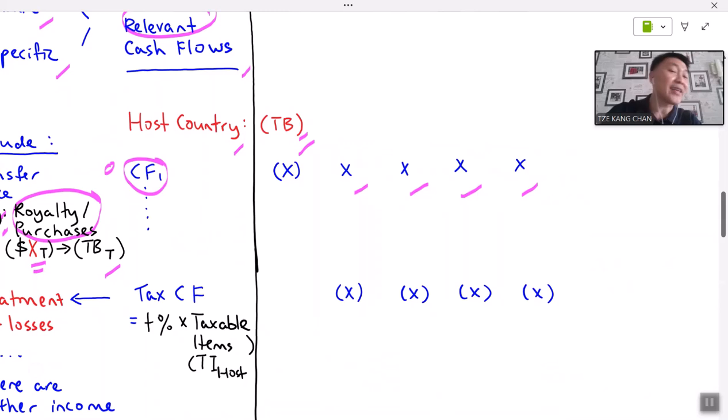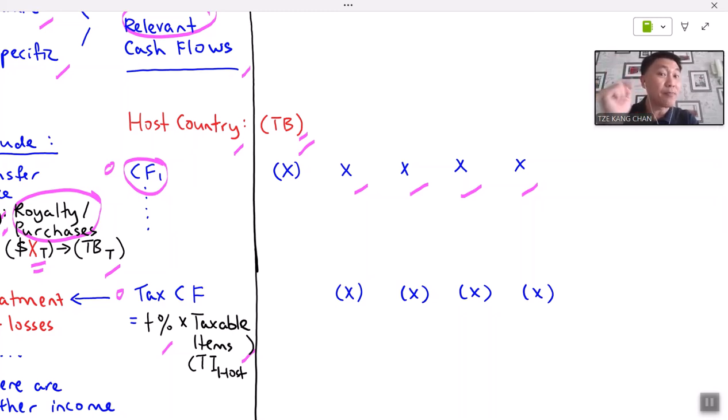Furthermore, other than the cash flow arising from the host country operation, let's not forget another cash flow item pertaining to tax payment to the tax authority. Tax cash flow, to be more precise, could be tax payment or tax saving arising from taxable items, which refer mainly to taxable profit or allowable losses arising from the host country currency operation. These tax cash flows will be derived by taking the tax rate in the host country multiplied by the taxable item in the host country operation.